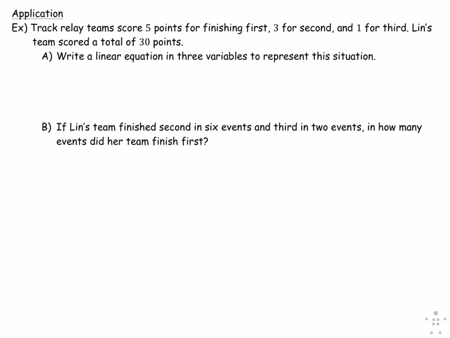So let's apply this a little bit, and we have a track team. They score 5 points for finishing first, 3 for second, 1 for third. The team scored a total of 30 points. So write a linear equation in 3 variables to represent this situation. I'm going to just say F for first, S for second, T for third. You could use X, Y, Z. So it's 5F plus 3S plus 1T, for a total of 30 points.